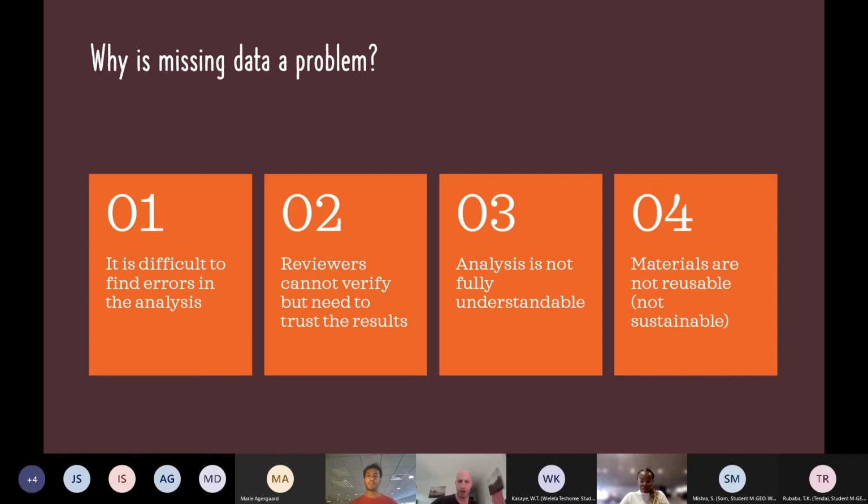This brings me to the final issue. Not reproducible work is also not reusable. Other researchers need to start from scratch, which takes time and money. So this way of practicing research is not sustainable. And this is where open science comes to play.